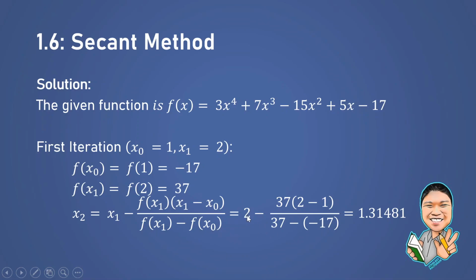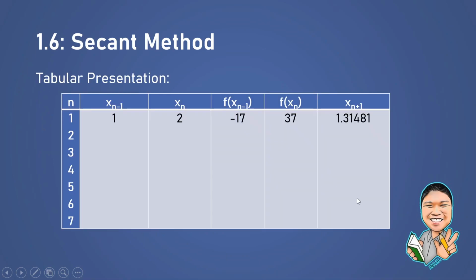Just substitute, kasi yun na yung x sub 1 minus 37 times 2 minus 1 all over 37 minus negative 17. So, ang x sub 2 is 1.31481. So, ito na yung ating x sub 2. Okay? So, for the tabular presentation, ito lang siya.